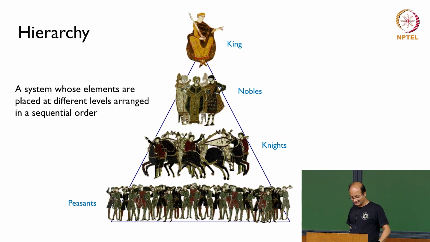So the peasants owed their allegiance to the particular knight whose land they worked on. The knights owed their allegiance to the noble who had given them their land, and the nobles owed allegiance to the king. So essentially, you had interaction only between subsequent layers. The king had very little to do with the individual peasants, right?